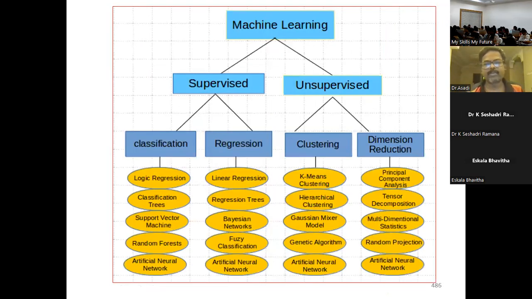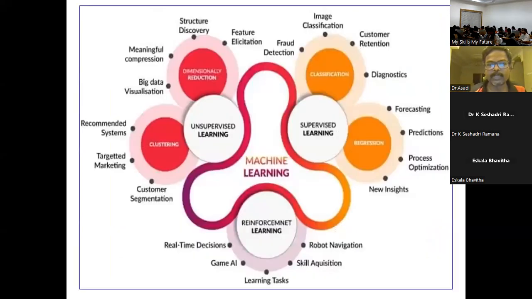So these examples I have explained already. Example programs I have explained, and also supervised learning, unsupervised learning, reinforcement learning examples. Especially reinforcement learning: real-time decisions, game AI, learning tasks, skill acquisition, robot navigation. Remaining all I have explained already.